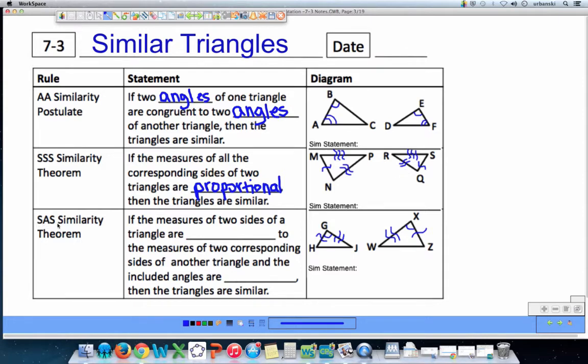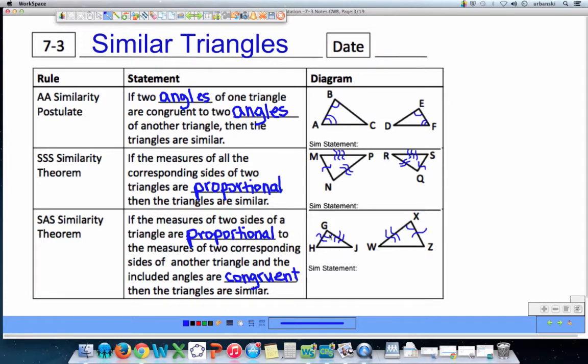And the last one is SAS, or side angle side, where just like last semester, the angle that we're going to look at has to be directly between the two sides that are proportional to each other. It has to be where the two sides meet. So if the measures of two sides of a triangle, they're sides now, sides have to be proportional to two sides of another triangle, and the included angle, or the angle right where they meet, are congruent, sides are proportional, angles are congruent, then the triangles are similar.